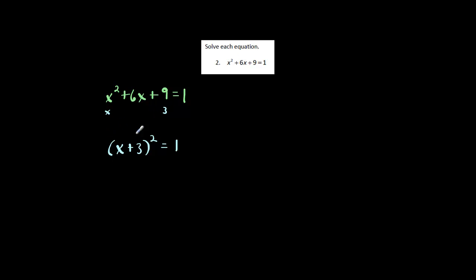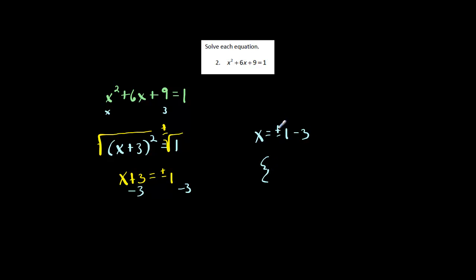Because it's like that, now we can solve for x by isolating it. We can take the square root of both sides. So x plus 3 equals, we take the positive and negative roots of the square root of 1, so it's positive negative 1. Next step, we subtract 3 from both sides. So x equals positive or negative 1 minus 3. So for our solutions, we have either negative 1 minus 3, which is negative 4, or positive 1 minus 3, which is negative 2.